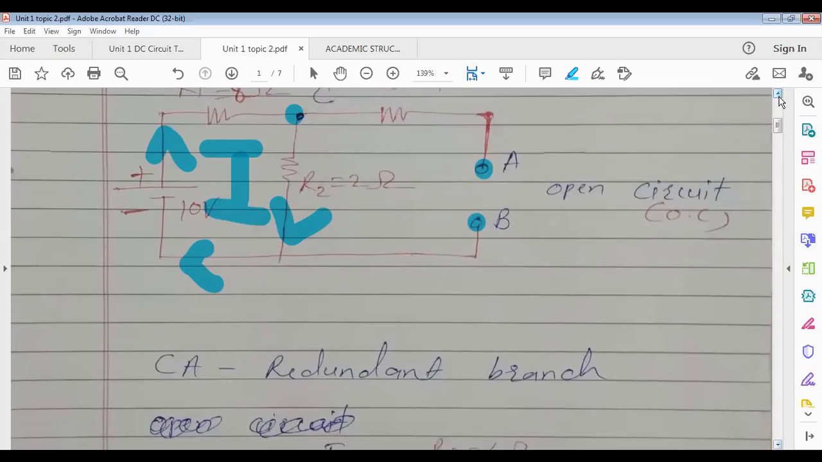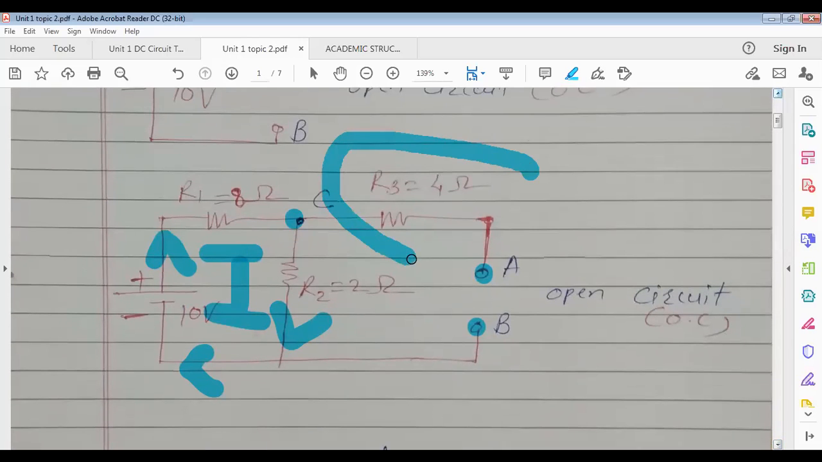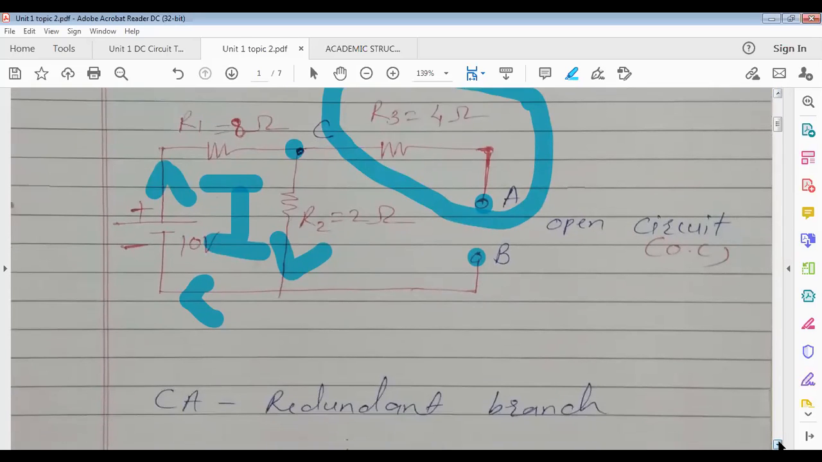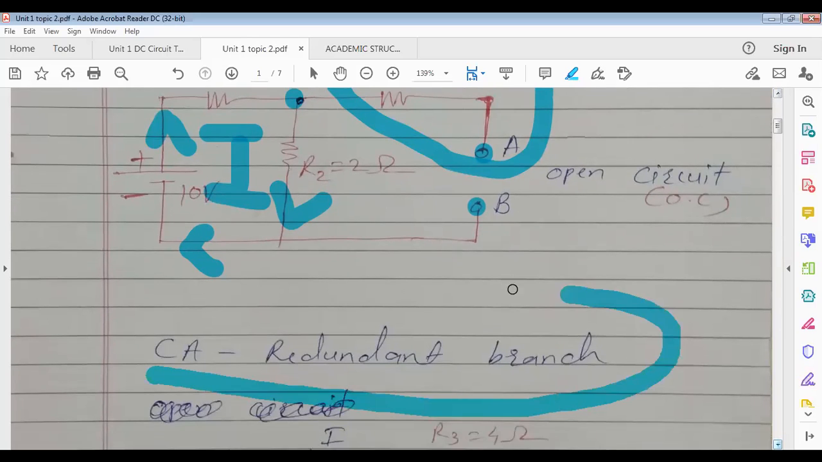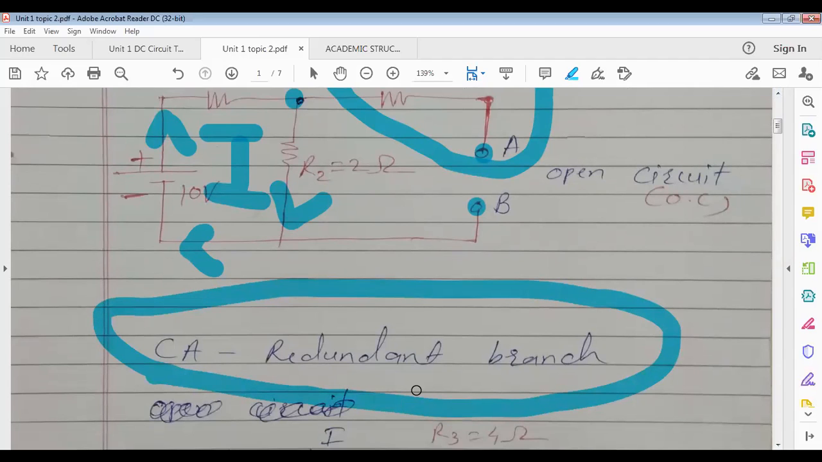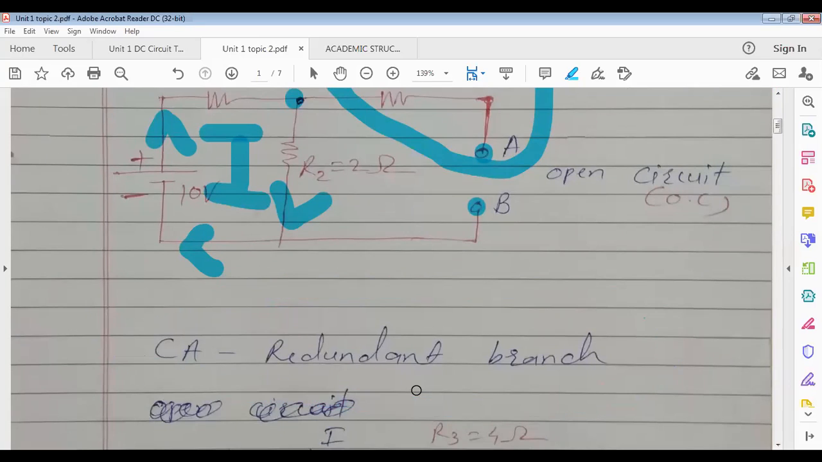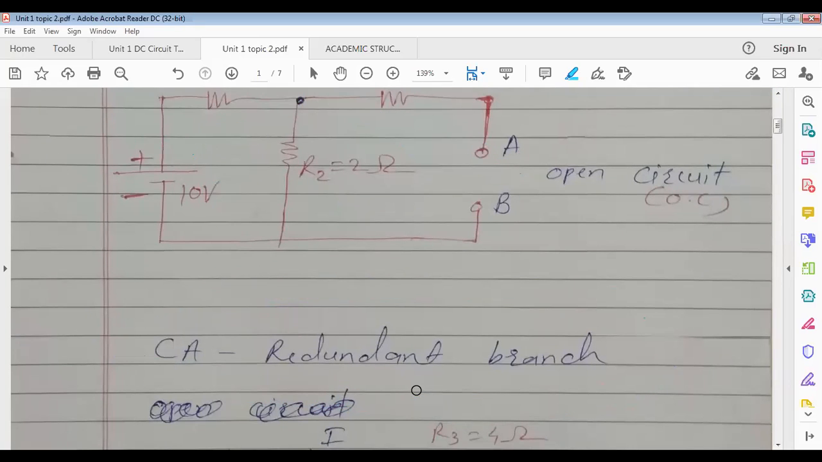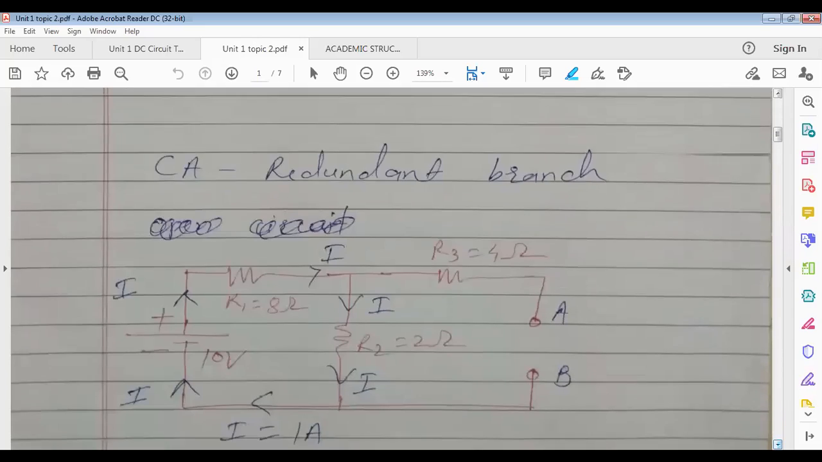So is there any current flowing through the 4 ohm? No. So this branch, wherever the 4 ohm is connected, suppose CA, is called a redundant branch. Redundant branch means although it is there in the circuit, current is not flowing through it. That is called a redundant branch. Clear to all of you?